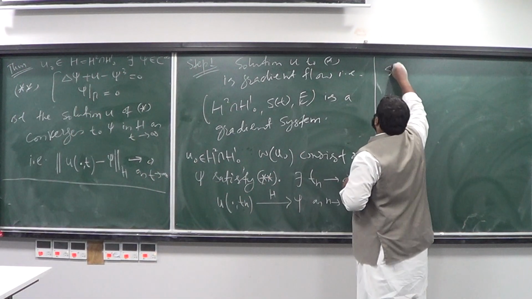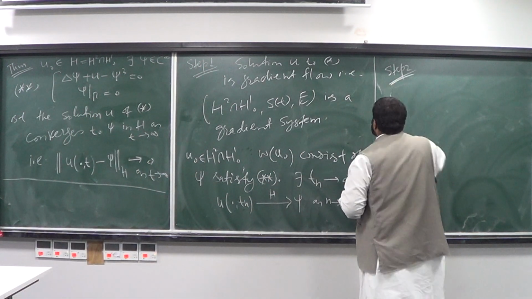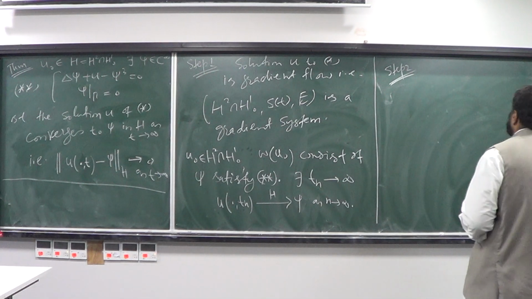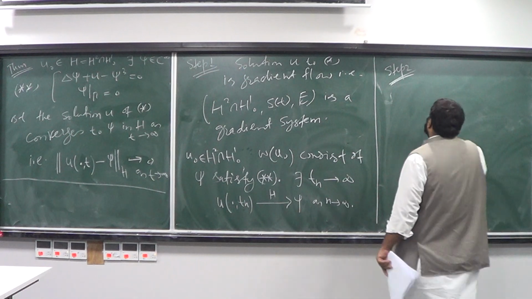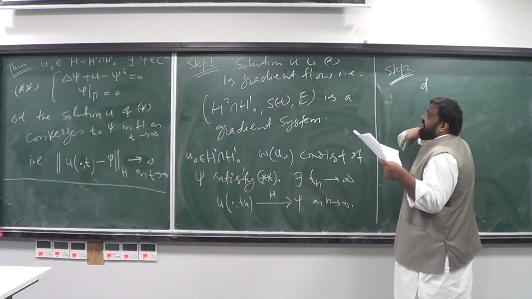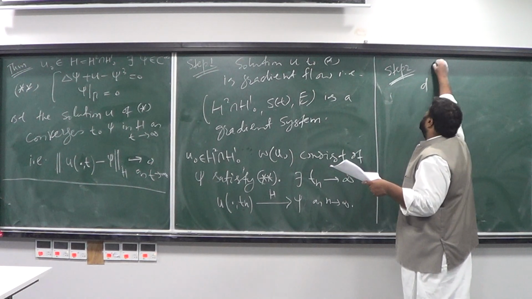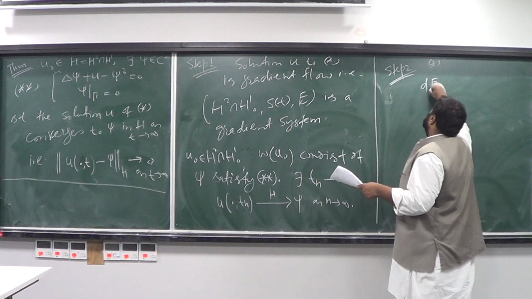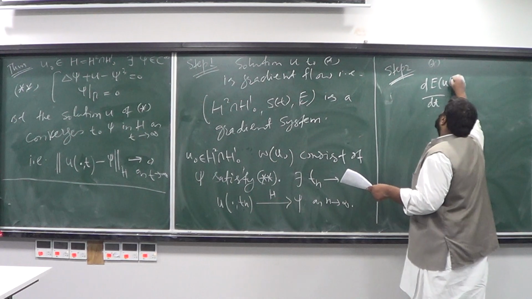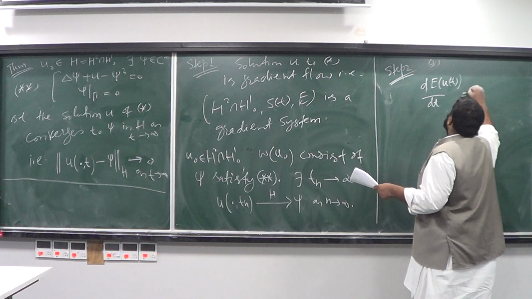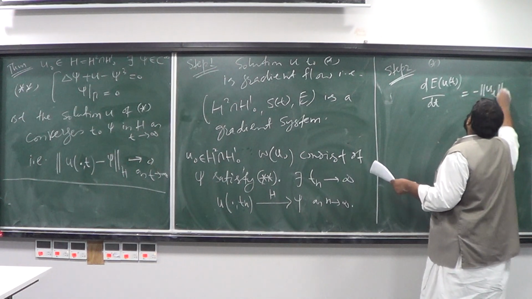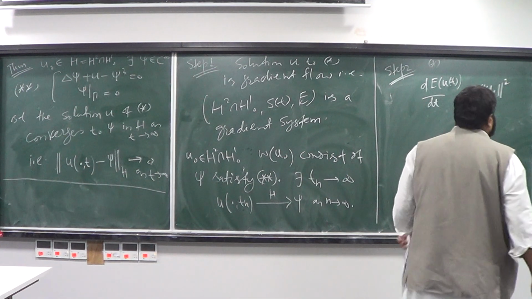So what is step 2? Step 2 really starts with this observation that you know the relation. In other words, the energy of the system star satisfies this relation. We derived this relation in our last class: the time derivative of E of u of t is equal to minus the norm of the time derivative of u squared. So it satisfies this inequality.